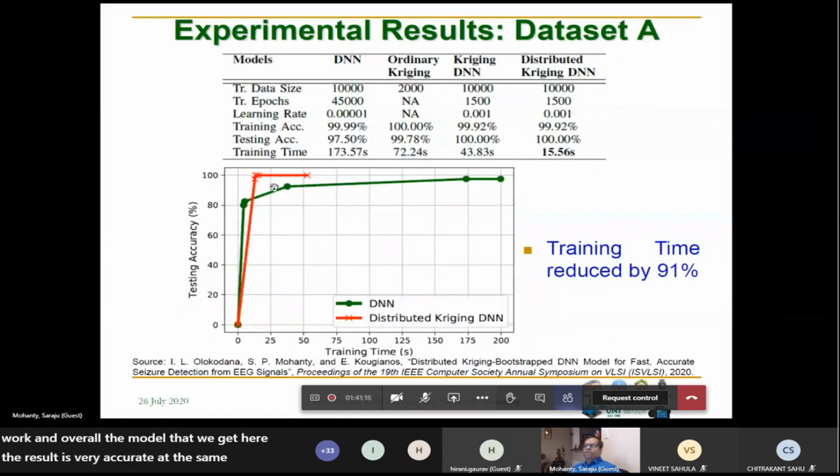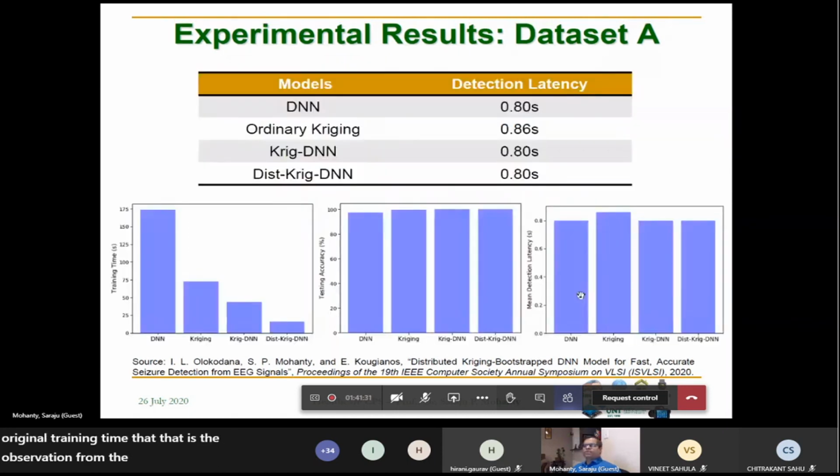Overall, the model that we get as a result is very accurate, and at the same time lightweight to run. We can see here distributed kriging DNN compared to the original DNN. It's much faster, and training time is 9% of the original training time. That is the observation from the EASE data that we have. Latency-wise, model execution takes the same time, but training has reduced significantly, as you can see from this plot.